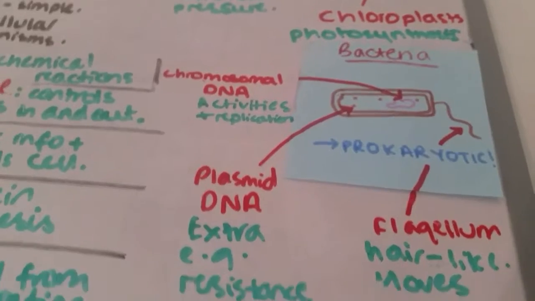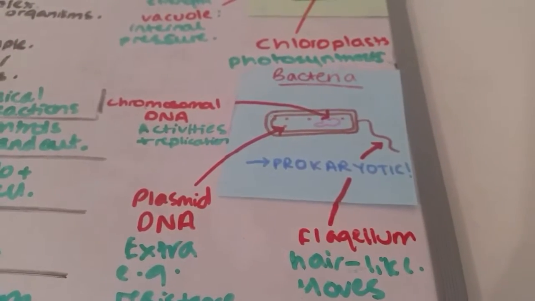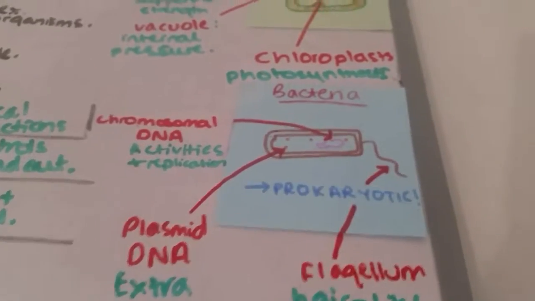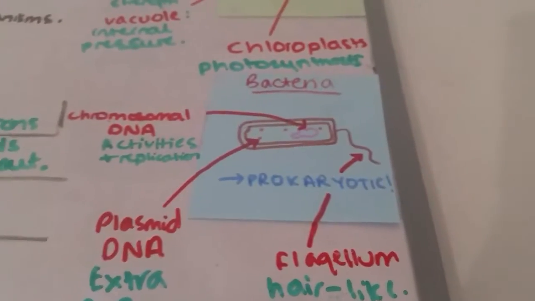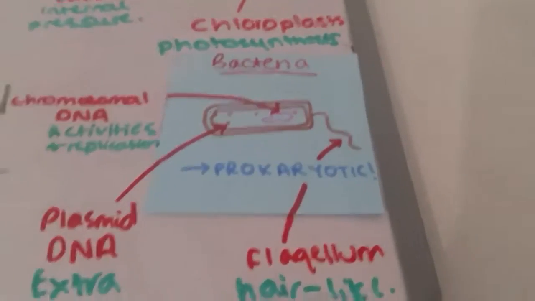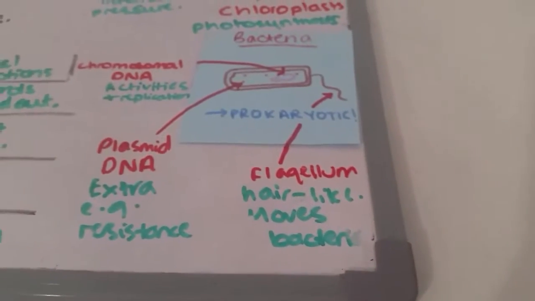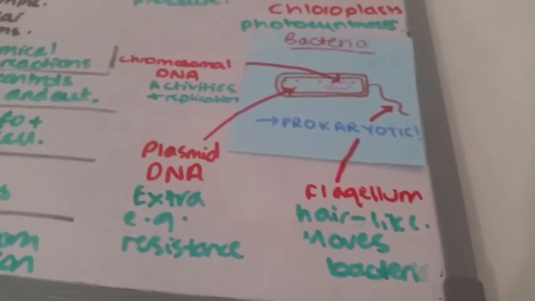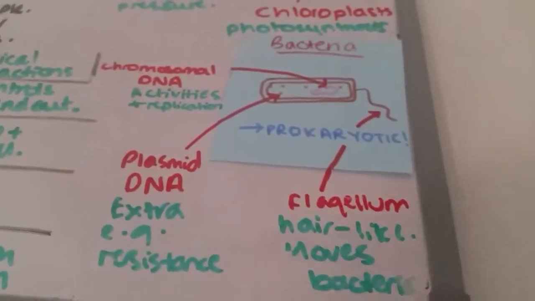Now, bacteria, because they don't have a nucleus, what compensates for this? The chromosomal DNA and the plasmid DNA. Chromosomal DNA controls activities and replication, so it controls bacteria and cell activities and replication. So it's a bit like the main type of nucleus. You also have plasmid DNA. Plasmid DNA is like a type of extra piece. They're smaller loops of DNA. They're used in order to control extra processes such as drug resistance, etc.